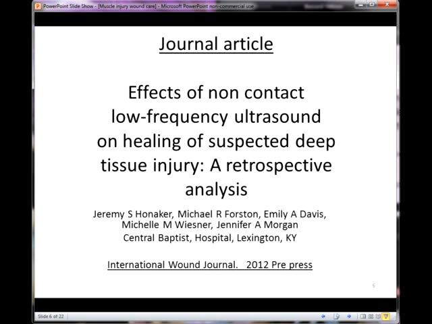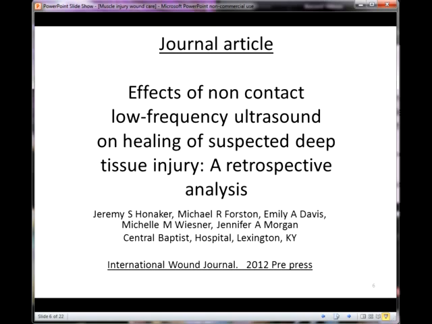So this is where this study is important. That just came out. It's published in the International Wound Journal. This is a pre-article. The PDF is up online as well, that you can download. So this is Jeremy Honaker and Michael Forston and the rest of the co-authors here. They work at Central Baptist Hospital in Lexington, Kentucky. Jeremy Honaker is a wound specialist nurse, and Michael Forston is a physical therapist that specializes in physical therapy of wounds. So it's quite interesting.